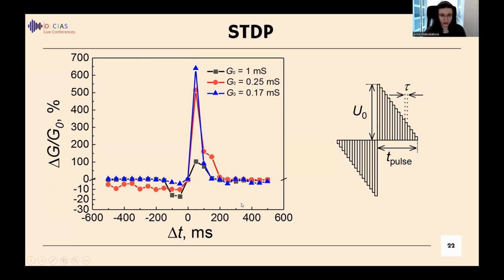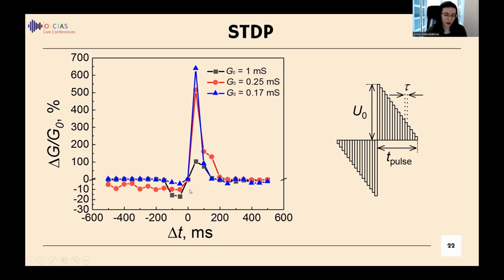So we have observed that the conductivity of our memristors could be changed according to bio-inspired rules. This made us very hopeful for the implementation of these memristors in a neural network. But first of all, we proved that the stochasticity of memristors is not very high.